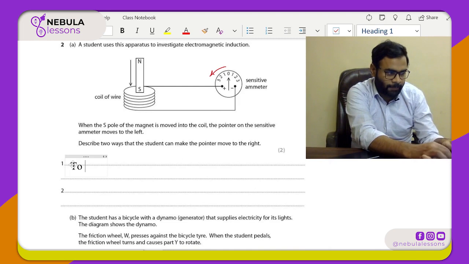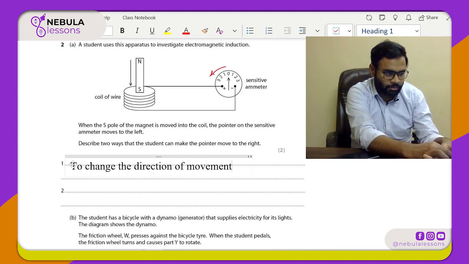To change the direction of movement of the magnet. Okay, so this is one way.